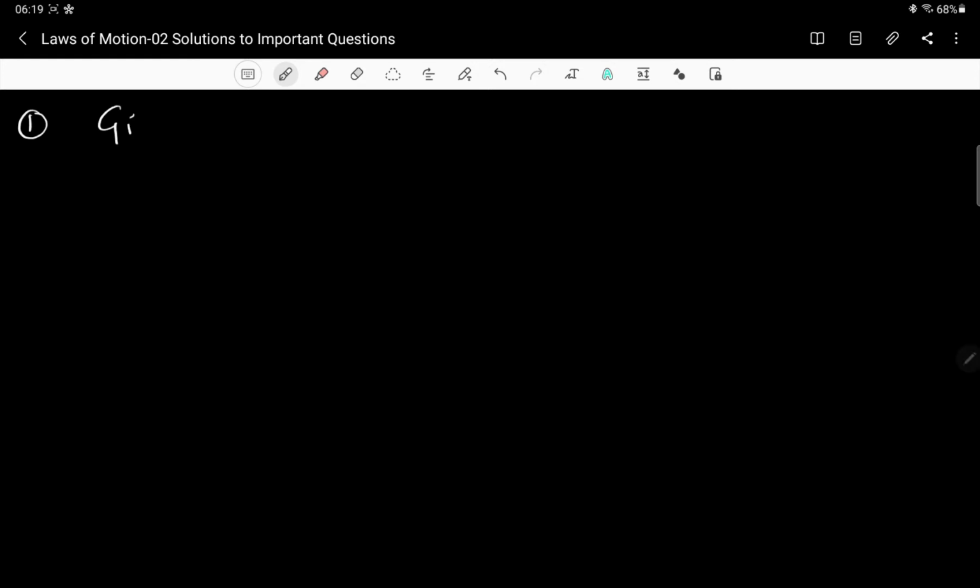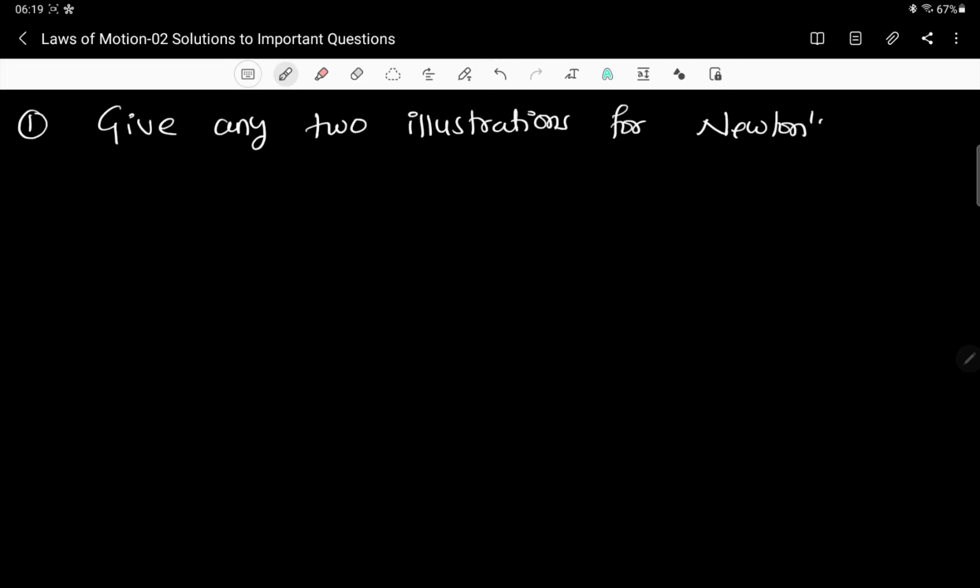First question is, give any two illustrations for Newton's third law of motion. To support this Newton's third law of motion, they are asking for some examples.